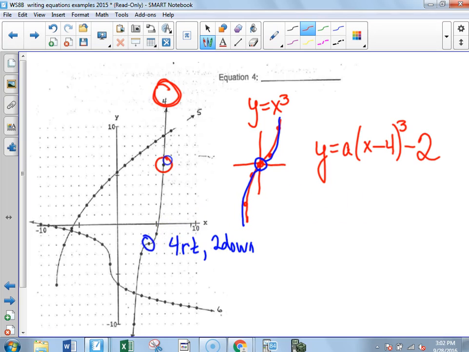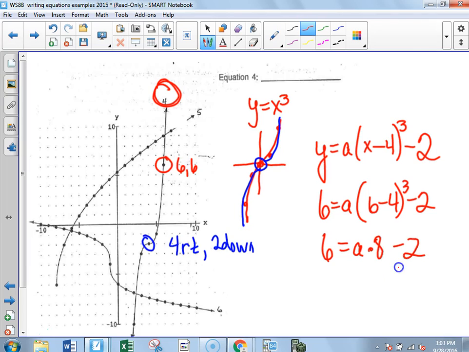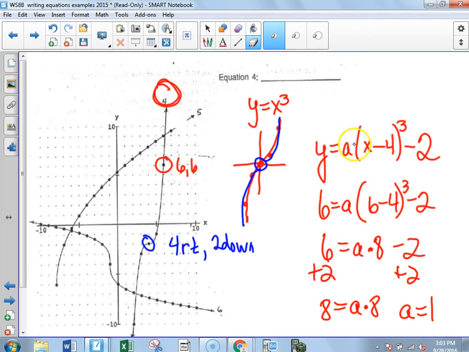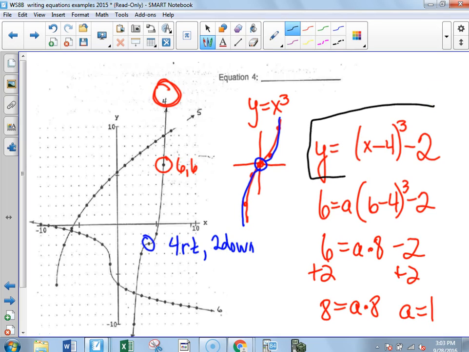If I put in this point right here, which is 6, 6, I get 6 equals A times 6 minus 4 cubed minus 2. Is that 0.66? Yeah. Okay. This would be 2 cubed is 8. I would add 2 over here. And I divide and get 1. That was a waste of time, right? You told me you were right. I was just proving it to you. So this is our equation for number 4.